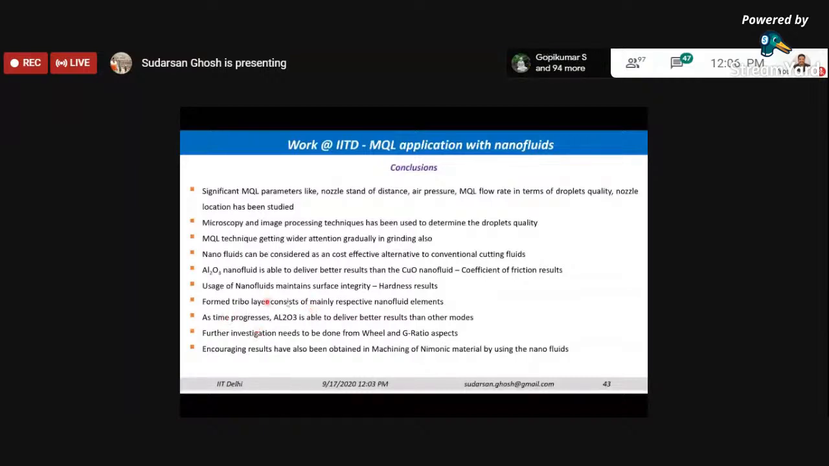And the important one is this nanofluid sometimes forms a tribo layer, which will be beneficial in reducing the frictional forces, and that is the reason why with progress in time, the aluminum oxide has been able to deliver even better results compared to the other nanofluids.